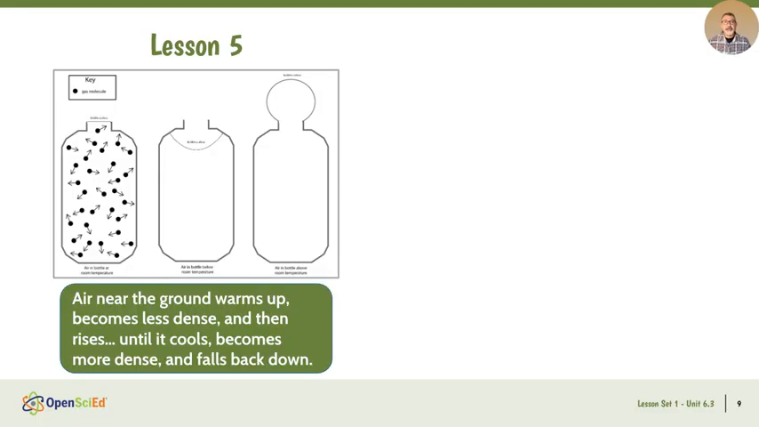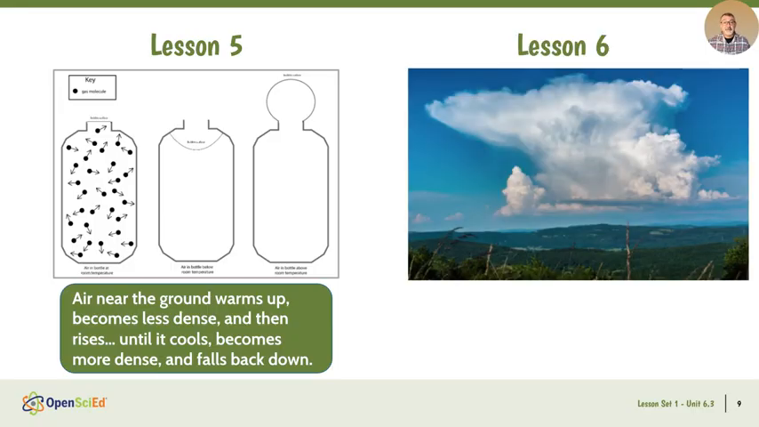After 2 investigations during lesson 5, in which we closely examine the air in contact with the ground, we figure out that warmer air is less dense than cooler air and tends to rise. Then, once it rises, air cools. It becomes more dense and sinks back down towards the ground. So next, we take what we figured out about the air movement and try to explain how air moves in a hailstorm cloud in lesson 6.